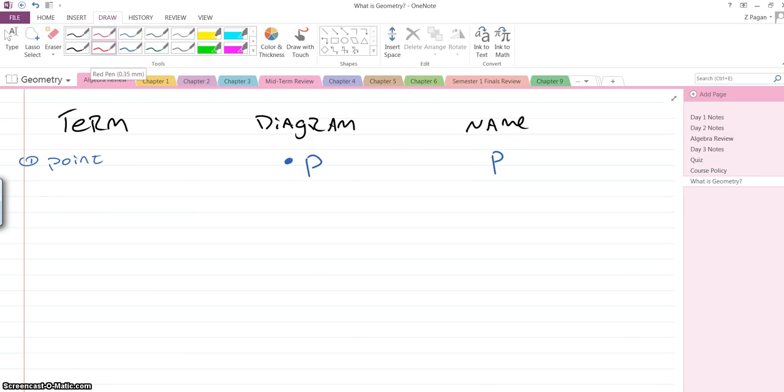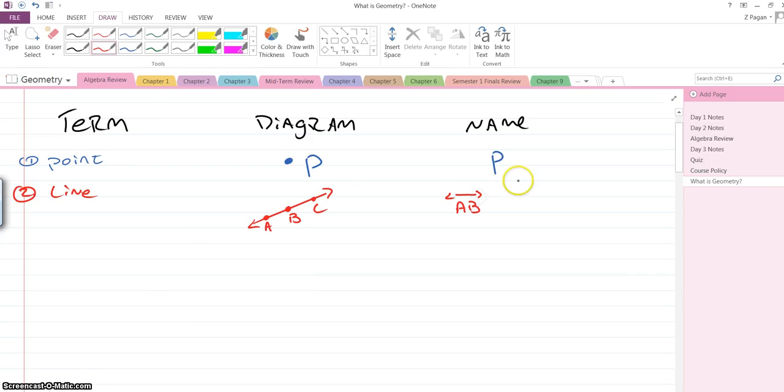Alright, the second thing we have is called a line. Now, a line is exactly what you think it is. It's a line. What's unique about a line is it has arrows at either end, which means that it goes on forever in both directions. It never stops.